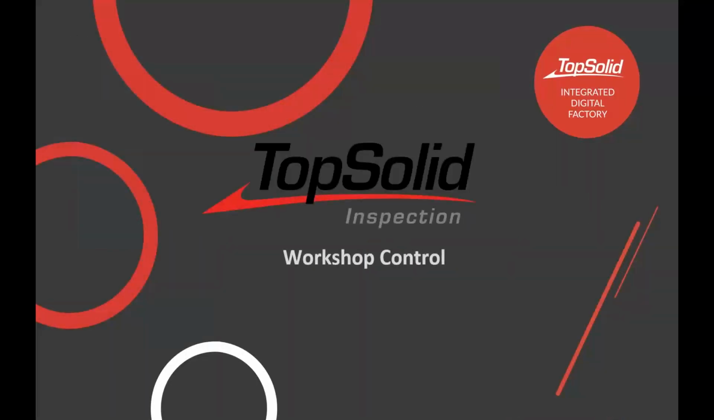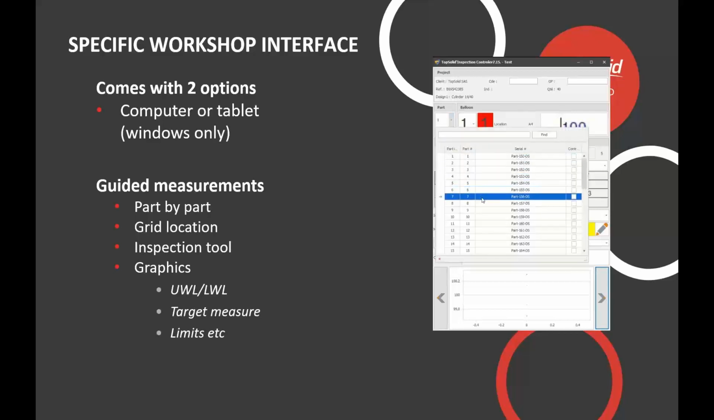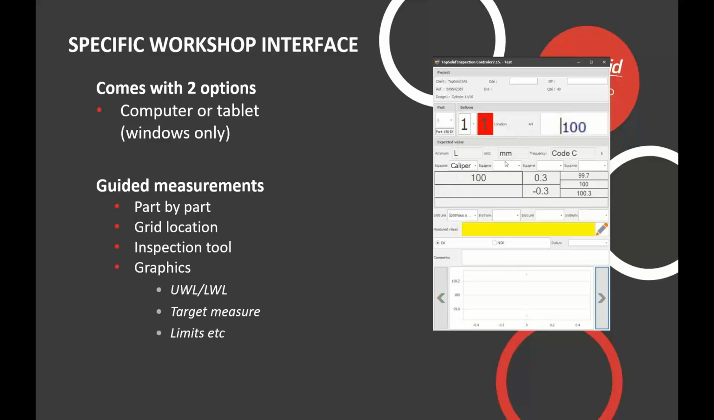Now, let's look at what a workshop control document looks like. Comes with 2 options, computer or tablet, again, Windows only. Here you can see we're picking which part we want to inspect on the right, and now which dimension we're checking, or which balloon. From here, that's the dimension it's supposed to be. You're setting that I'm using caliper number 2, and you can see we're setting a dimension, and you see how the color is changing dynamically.